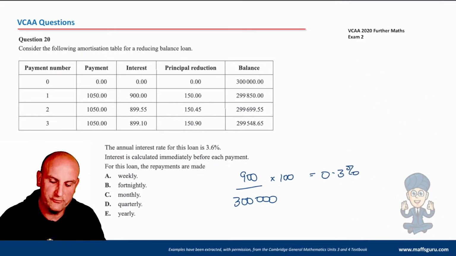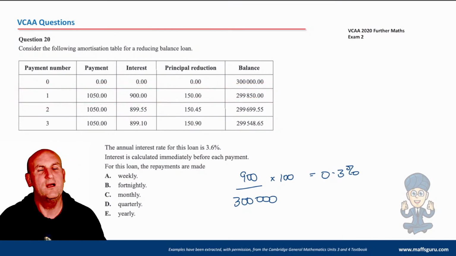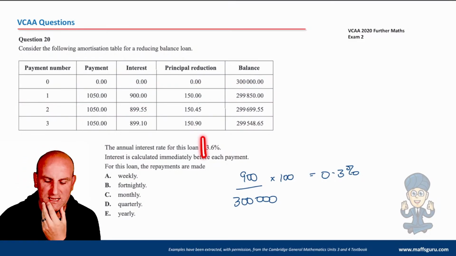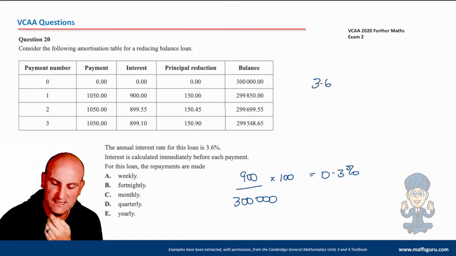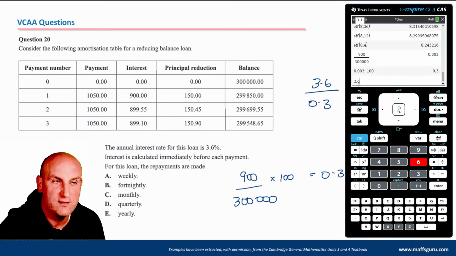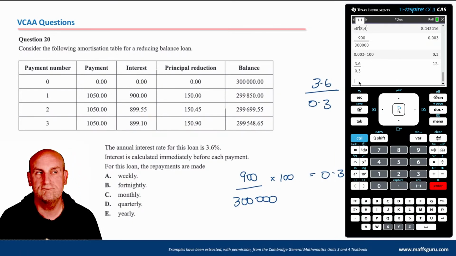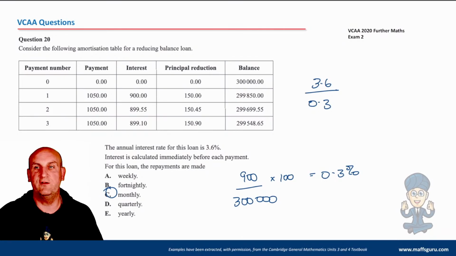Each of these payments represents 0.3%. Hold on a moment, 0.3%. Well, I know that my annual rate was 3.6. So if I take my annual and divide it by this 0.3, if I do 3.6 divided by 0.3, it gives me 12. 12. What has 12 in a year? Months. So in this situation, the correct answer would have been C.